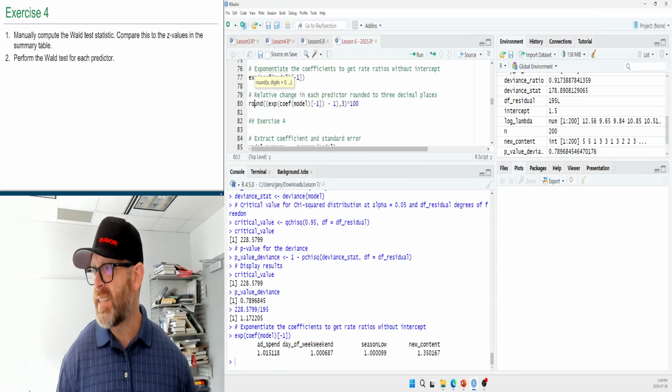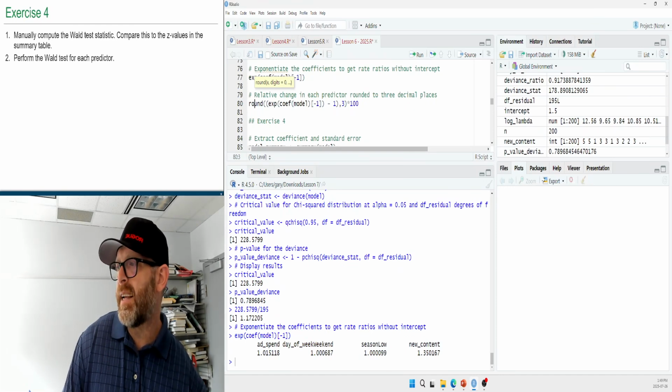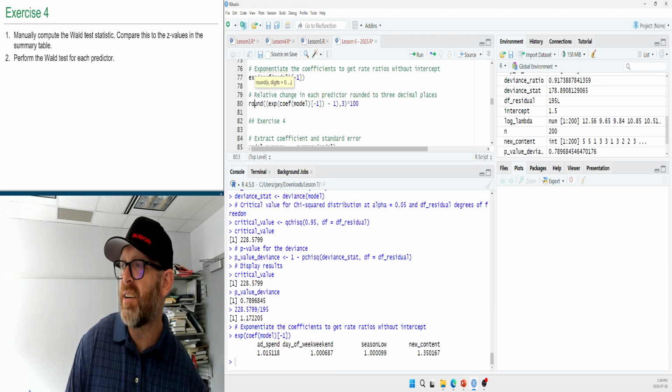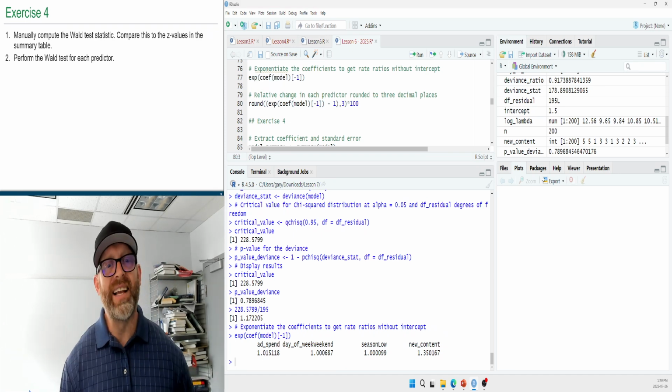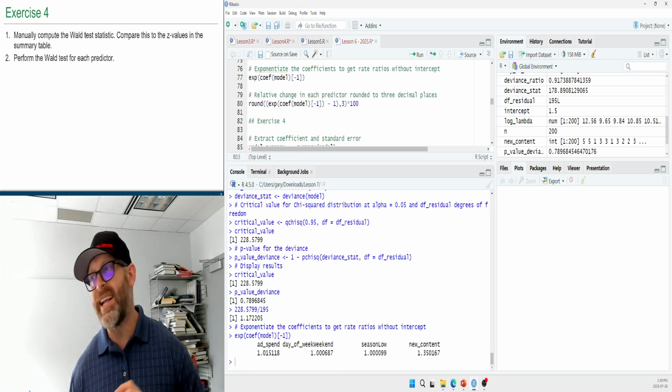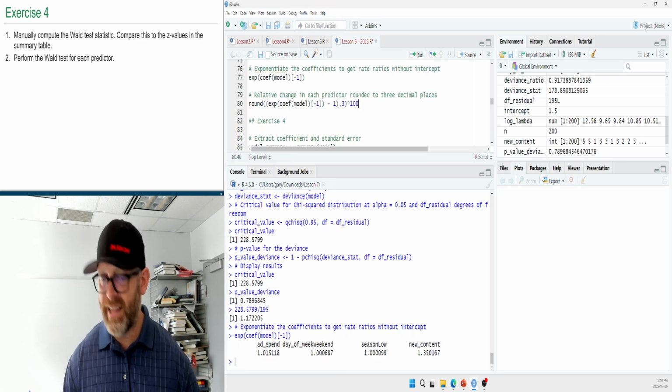So this is going back to the last exercise again. Taking the coefficients of the model, taking e to those coefficients, subtracting the first one because I don't want the intercept. Now I'm subtracting 1 from that. So basically, if I was looking at that rate ratio, I was looking for a percent increase or decrease, this line would do exactly that for me.